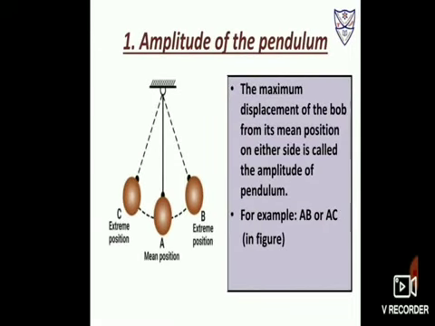Now first is the amplitude of the pendulum. Maximum displacement, meaning the maximum distance of the bob from its mean position on either side, is called the amplitude of the pendulum. So here you can see in figure AB or AC, we can say amplitude of the pendulum means maximum displacement from its mean position, from its original position, how maximum it moves. So that we are saying amplitude of the pendulum.